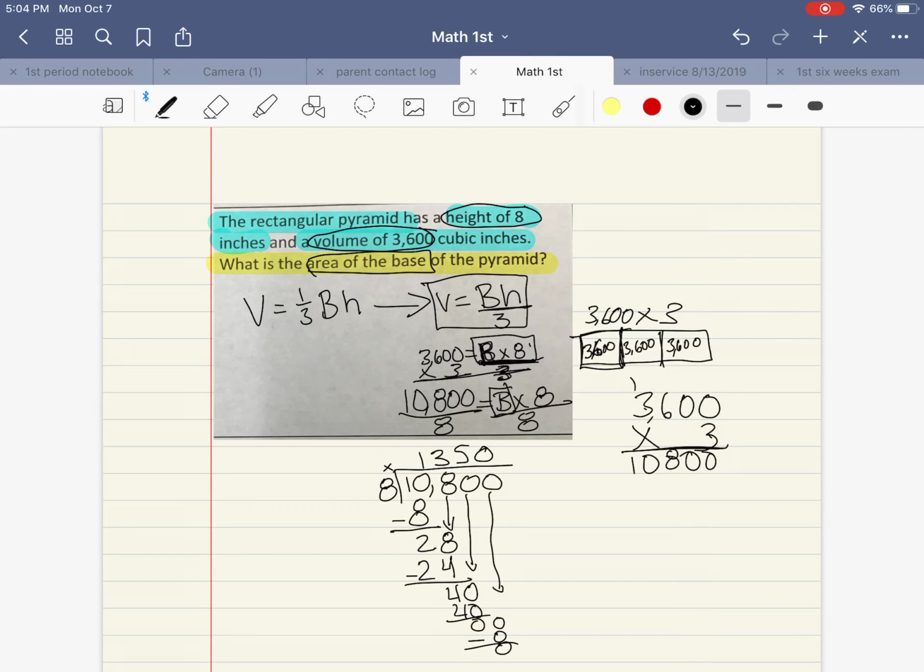And that gives me the value of capital B, because I divided 10,800 by 8, and that cancels my multiplication with 8, and that isolates capital B all by itself. So the final answer is B equals 1,350 inches squared, because this is talking about area of the base.